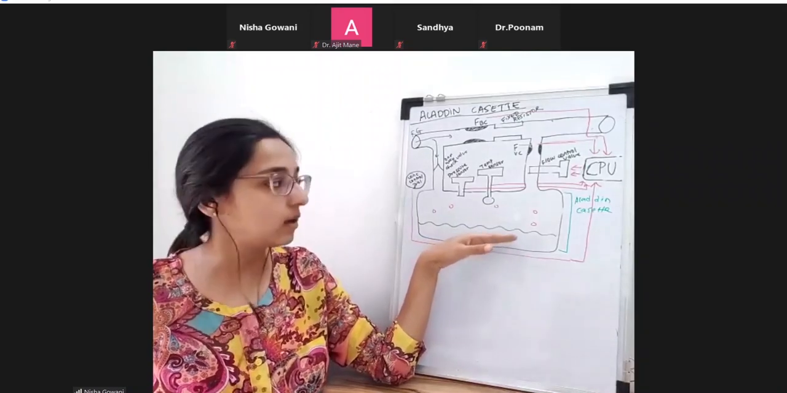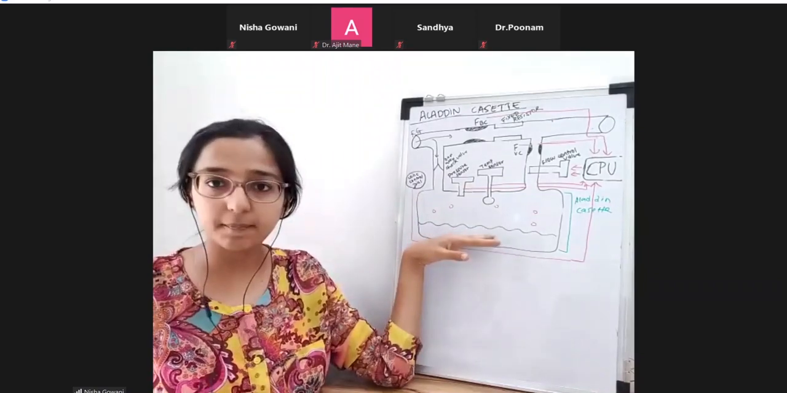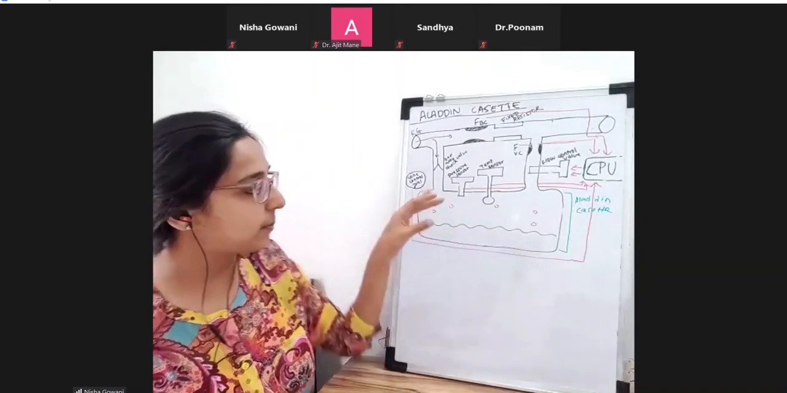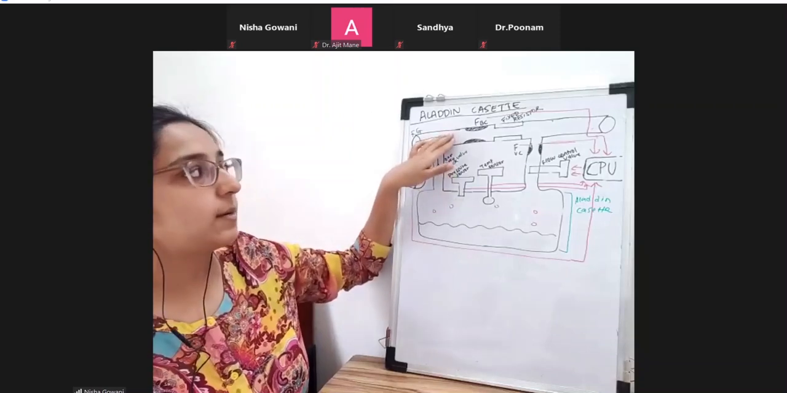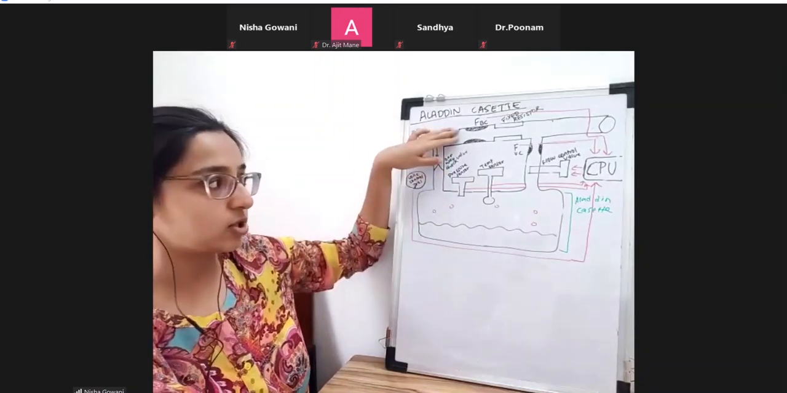When the boiling occurs within this chamber, the pressure will rise. At one point, what will happen? The pressure over here will exceed the pressure in the bypass chamber. The pressure in the vaporizing chamber will exceed the pressure in the bypass.